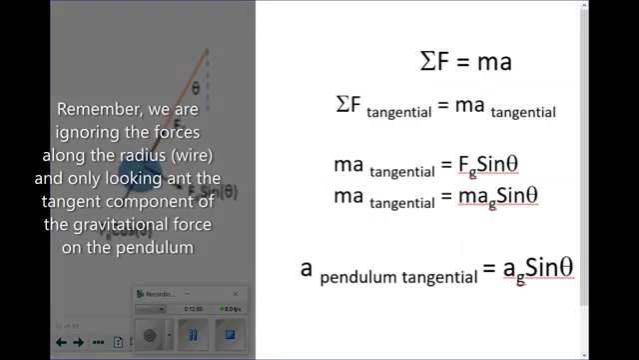And since my tangent net force is just Fg sine theta, that must equal ma. Since force gravity is mass times the acceleration of gravity, my masses do cancel out, and I come up with the exact same equation for the tangential acceleration of a pendulum as the acceleration equation that I have for an incline.